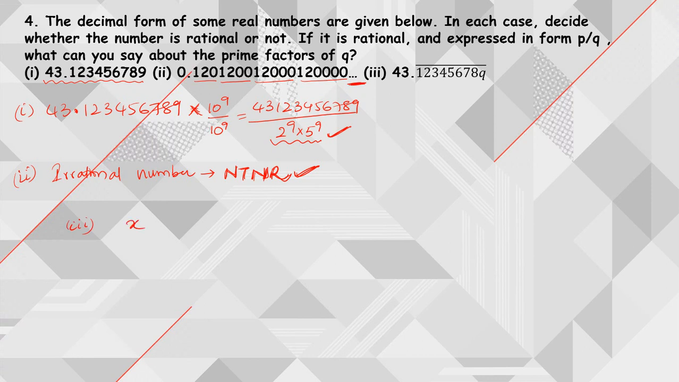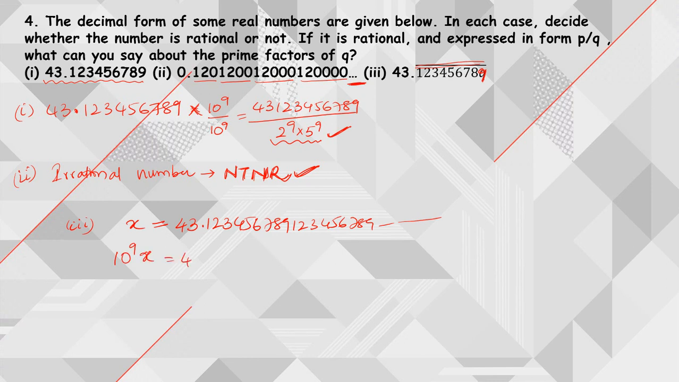Here we have a bar over the 9 digits, so it is a non-terminating repeating decimal. That's why I am considering it as x. So x is equal to 43.123456789 and again 123456789 and so on. Now if we want to convert it into p by q form, after the decimal point we have 9 decimal places which are being repeated, so its periodicity is 9. So we are going to multiply by 10 power 9 into x.